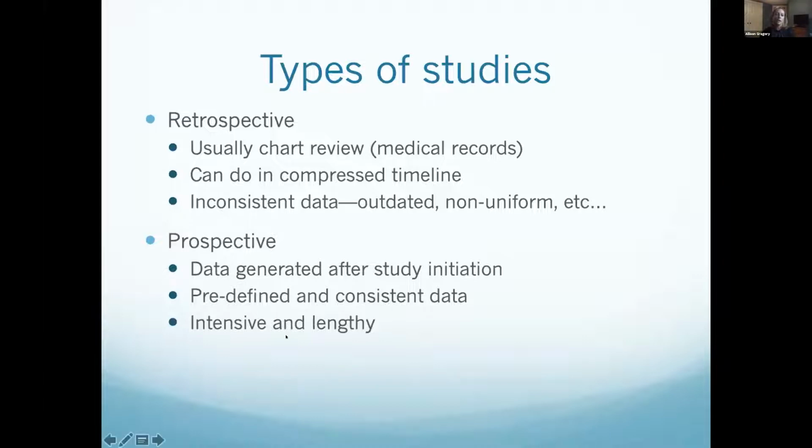So, because PKAN is an ultra rare disease and we kind of get what we get and don't get to be too choosy, we decided to do a little bit of both. So our study has an initial visit that includes collection of retrospective data, but then it marches forward with visits every 6 months and collects things prospectively.